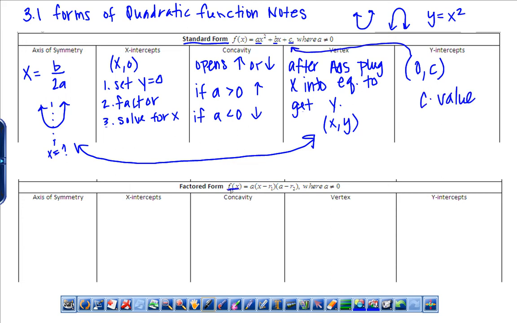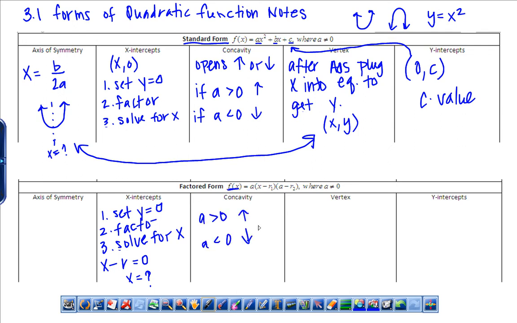But factored form is what we normally have been doing. So in order to find some information from your factored form, I'm going to start with x-intercepts. So x-intercepts go along with your standard form. So y equals 0, which you've already done. Factor it, which in this case is already done. And then solve. So when you say x minus r, then that's going to be your value. So x equals your number. It looks funny because I just have variables there. Concavity is still going to be the same thing as above.